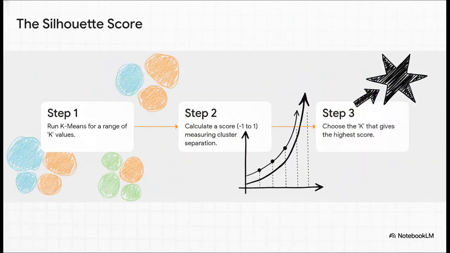The second method is a bit more mathematical. It's called the silhouette score. Here, you also test a range of k values. But for each k, you calculate a score that basically asks, how well do these clusters fit? A high score means your clusters are dense and well separated from each other. So the logic is super simple. You just run your tests and pick the k that gives you the highest score.